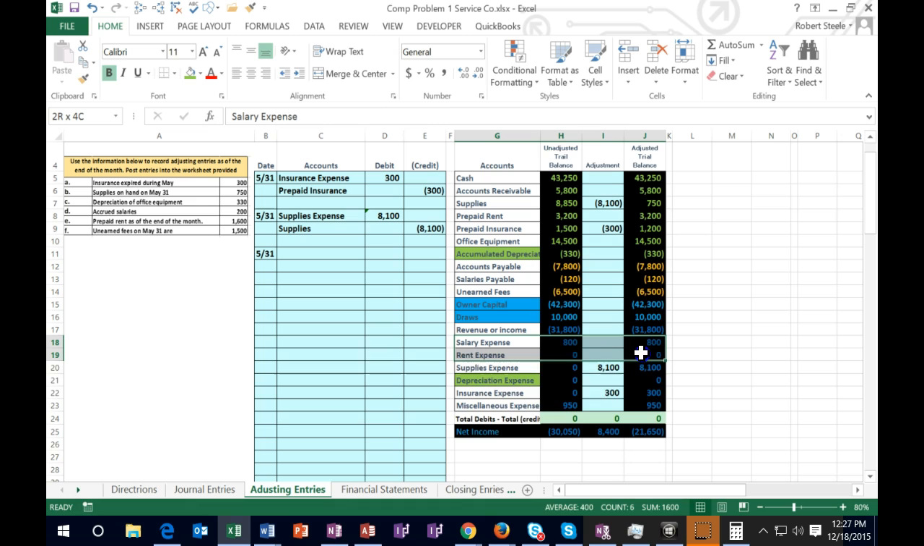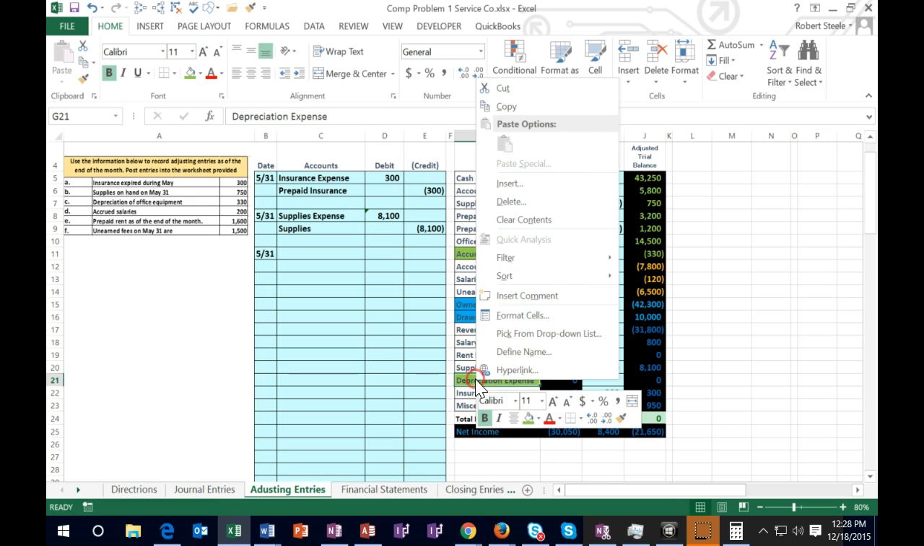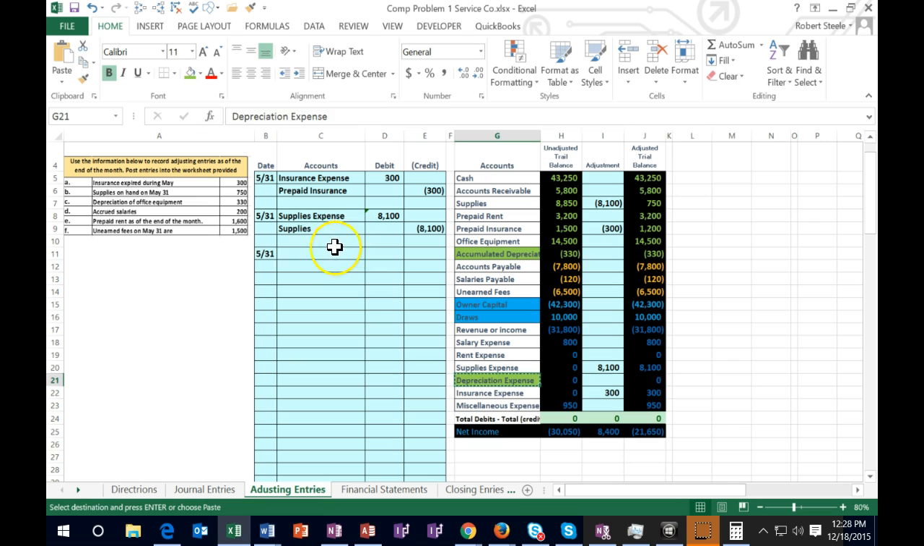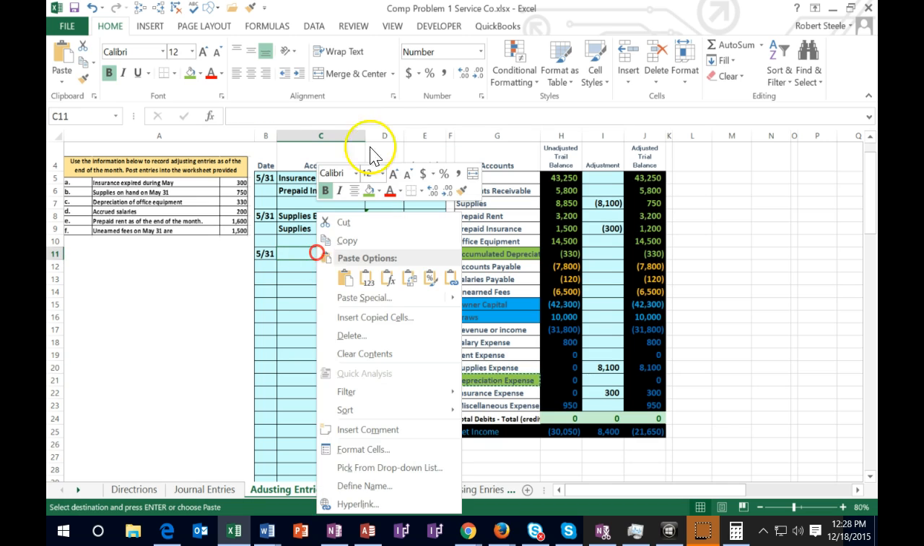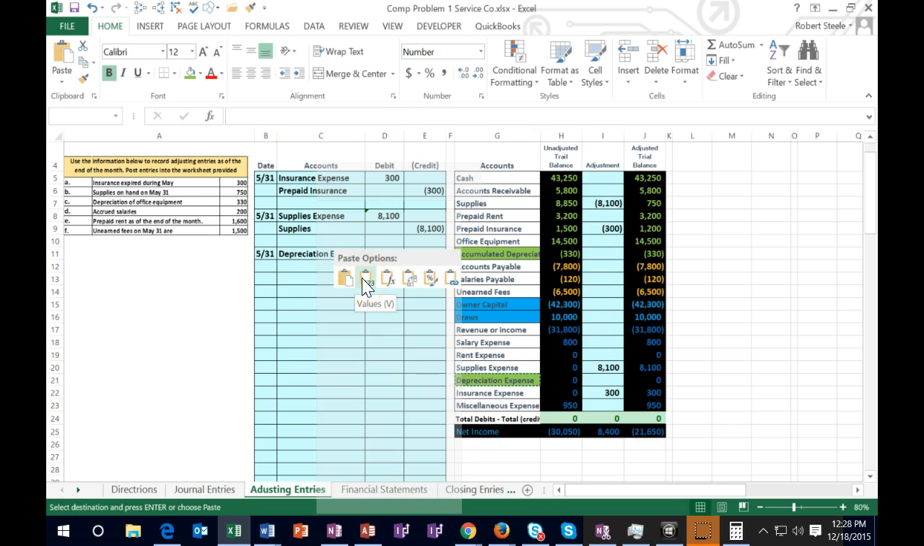We know that these are expenses. We can see that they all have debit balances. Expenses only go up. Therefore, we're going to make depreciation expense go up by doing the same thing to it, which in this case would be another debit. So I'm going to copy that. I'm going to put my cursor in C11, right click, paste it, 1, 2, 3. Again, I'm not going to put the amount in there yet.